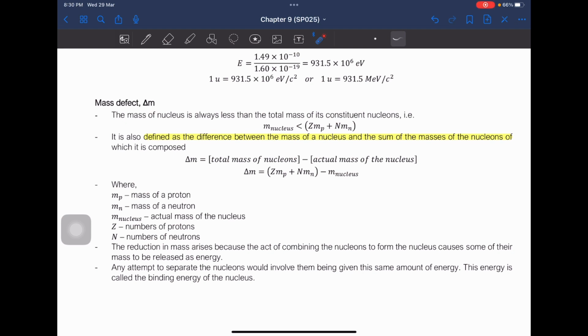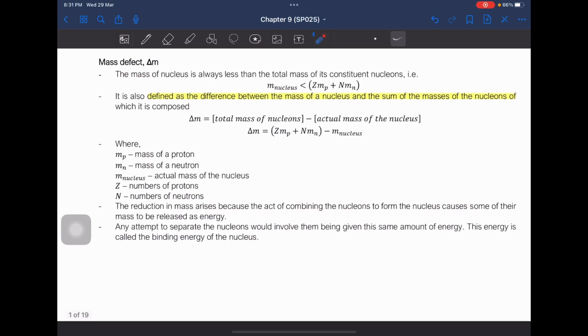So how do you calculate mass defect? You can calculate the total mass of nucleons minus the actual mass of the nucleus. That is how you calculate it if they just give the mass. Z is the number of protons, N is the number of neutrons. So this is the formula. This one I'm not sure whether it is in the formula sheet or not, I don't really remember, but it is not too hard to remember.